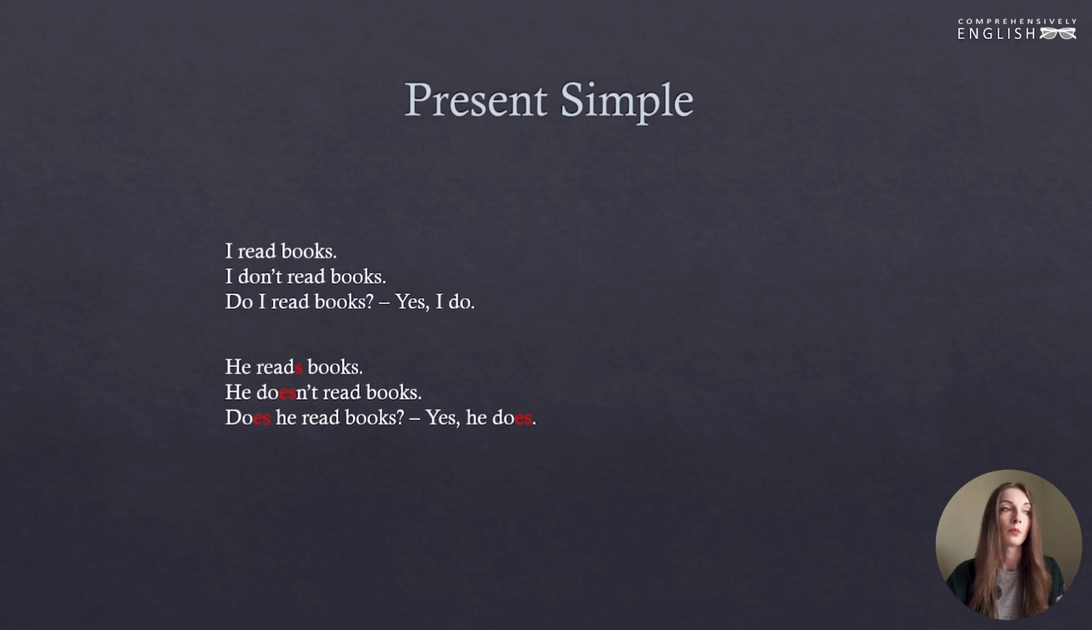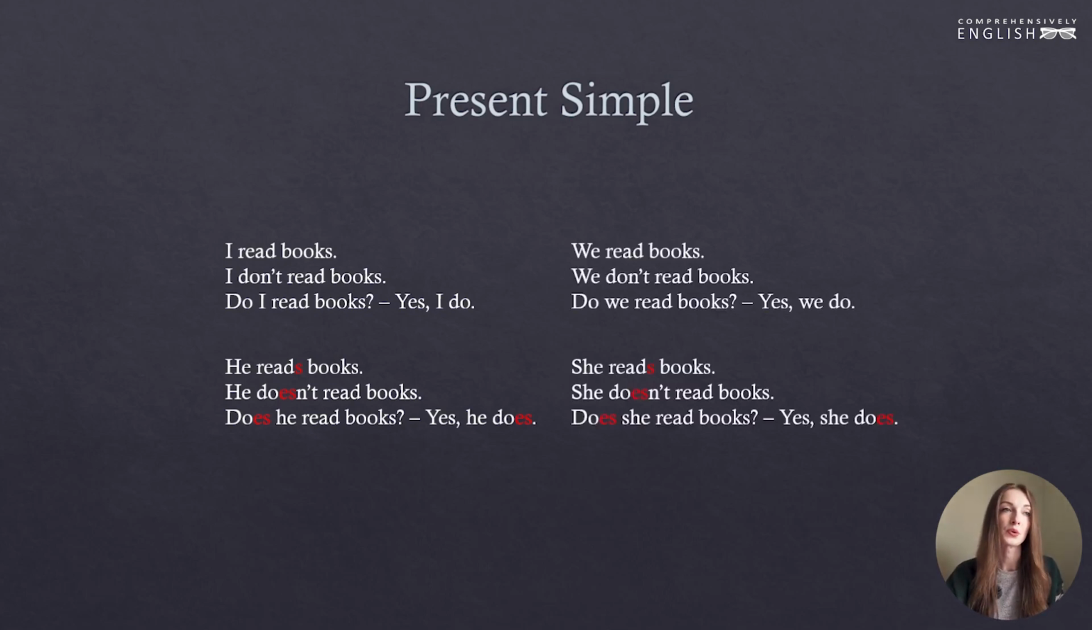He reads books. He doesn't read books. Does he read books? Yes, he does. We read books. We don't read books. Do we read books? Yes, we do. She reads books. She doesn't read books. Does she read books? Yes, she does. This is how we form statements, negative statements, and questions in the present simple with the first person singular, plural, and the third person singular.